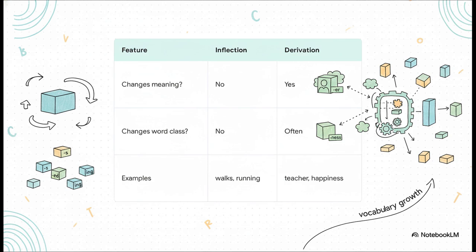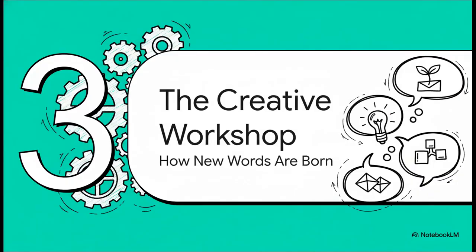This table really nails the difference. Inflection is just a little grammatical tweak. It doesn't change the word's basic meaning or its type. Derivation, though, that's the heavy lifter. It often changes the word's class and creates a whole new entry in the dictionary. It's really the engine that drives vocabulary growth. And speaking of growth, language is never static. It's like a living, breathing workshop that is constantly forging new words. So, let's step inside and check out a few of the coolest tools on the workbench.